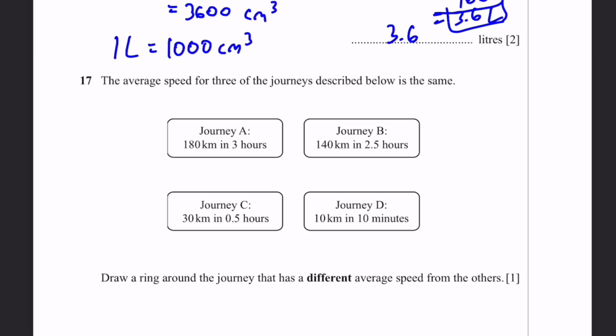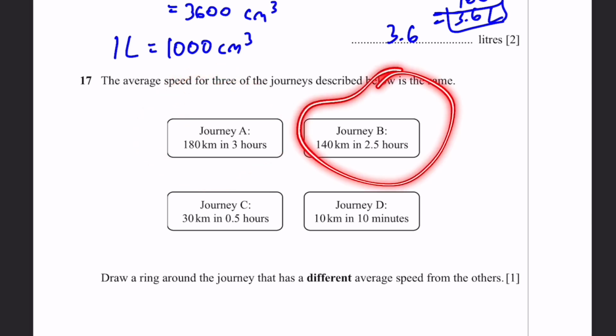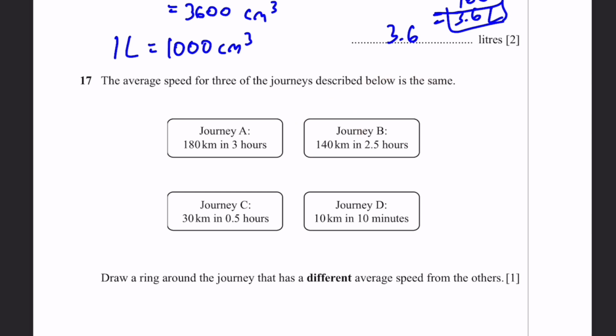Question 17. The average speed for 3 of the journeys described below is the same. Draw a ring around a journey that has a different average speed from the others. So we have journey A, 180 kilometers in 3 hours. Journey B, 140 in 2.5 hours. Journey C, 30 in 0.5 hours. Journey D, 10 kilometers in 10 minutes.